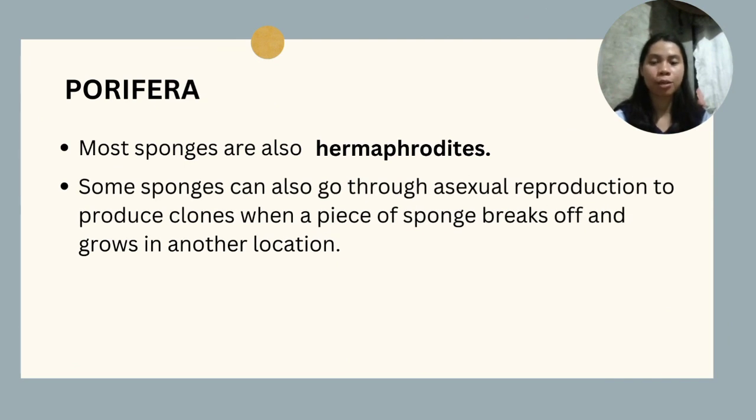Most sponges are also hermaphrodites, meaning an animal in which each adult can act as either the female or male in reproduction. Some sponges can also go through asexual reproduction to produce clones when a piece of sponge breaks off and grows in another location. This type of asexual reproduction is called fragmentation, because a fragment of the sponge breaks off and eventually grows into a genetically identical sponge.